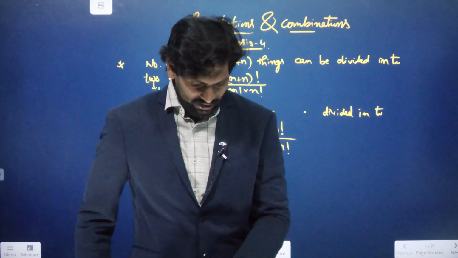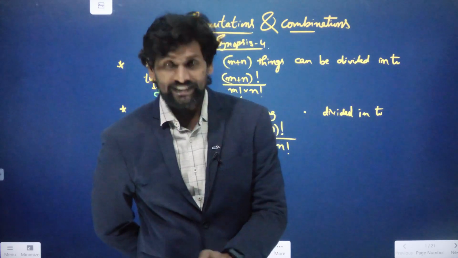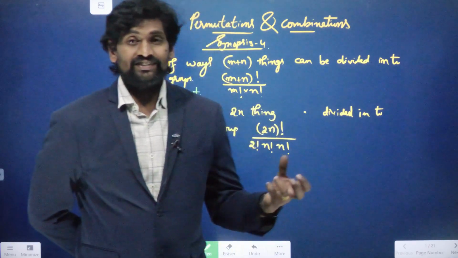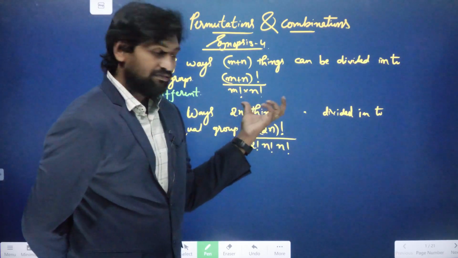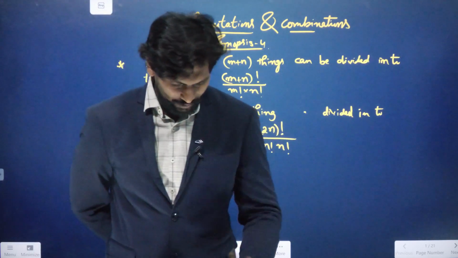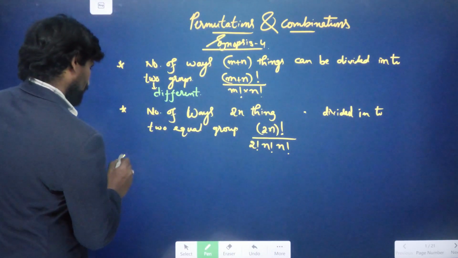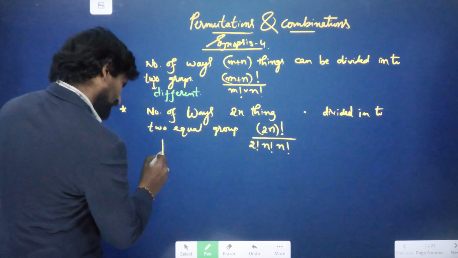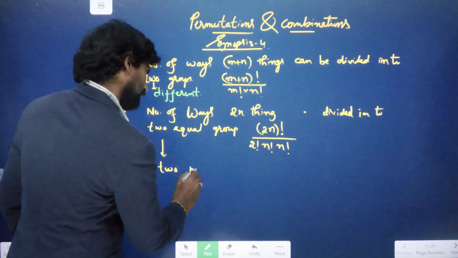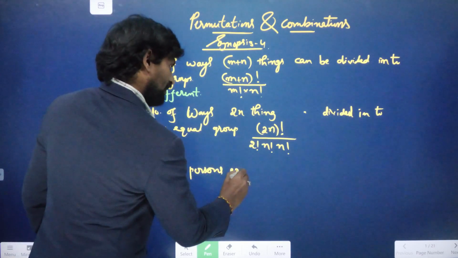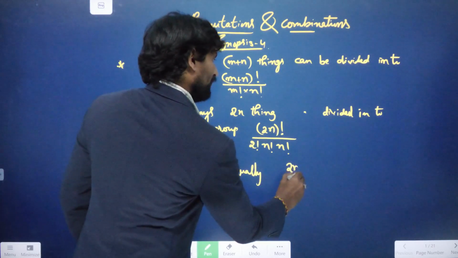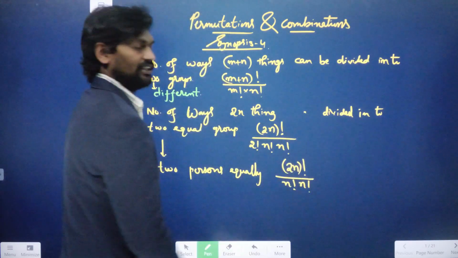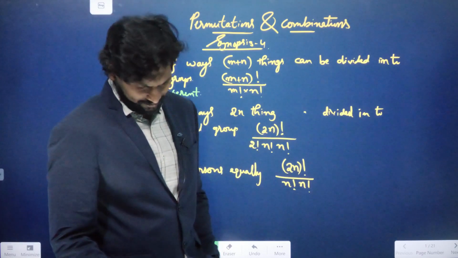Next, the third one: the number of ways in which 2n things can be divided among two persons equally. Previously it was two equal groups. Now here we are dividing the 2n things among two persons equally. So it is 2n factorial by n factorial into n factorial. That's it. There is no 2 factorial here.